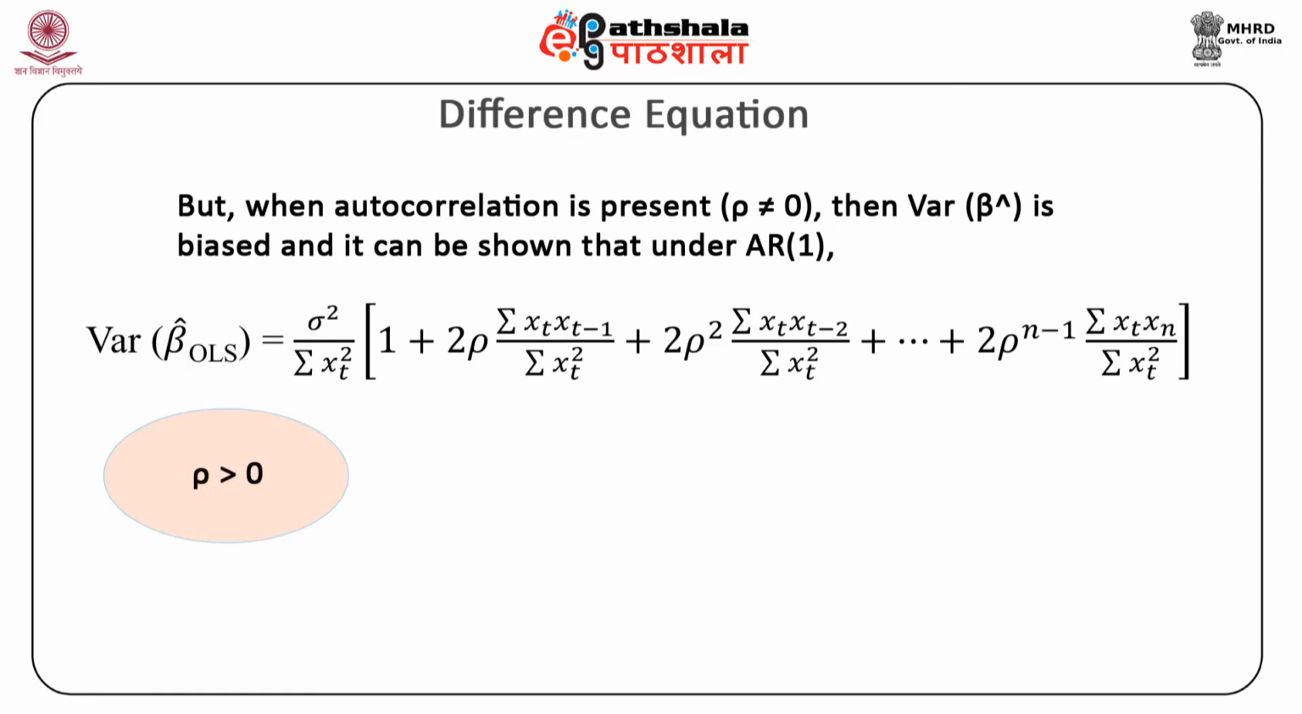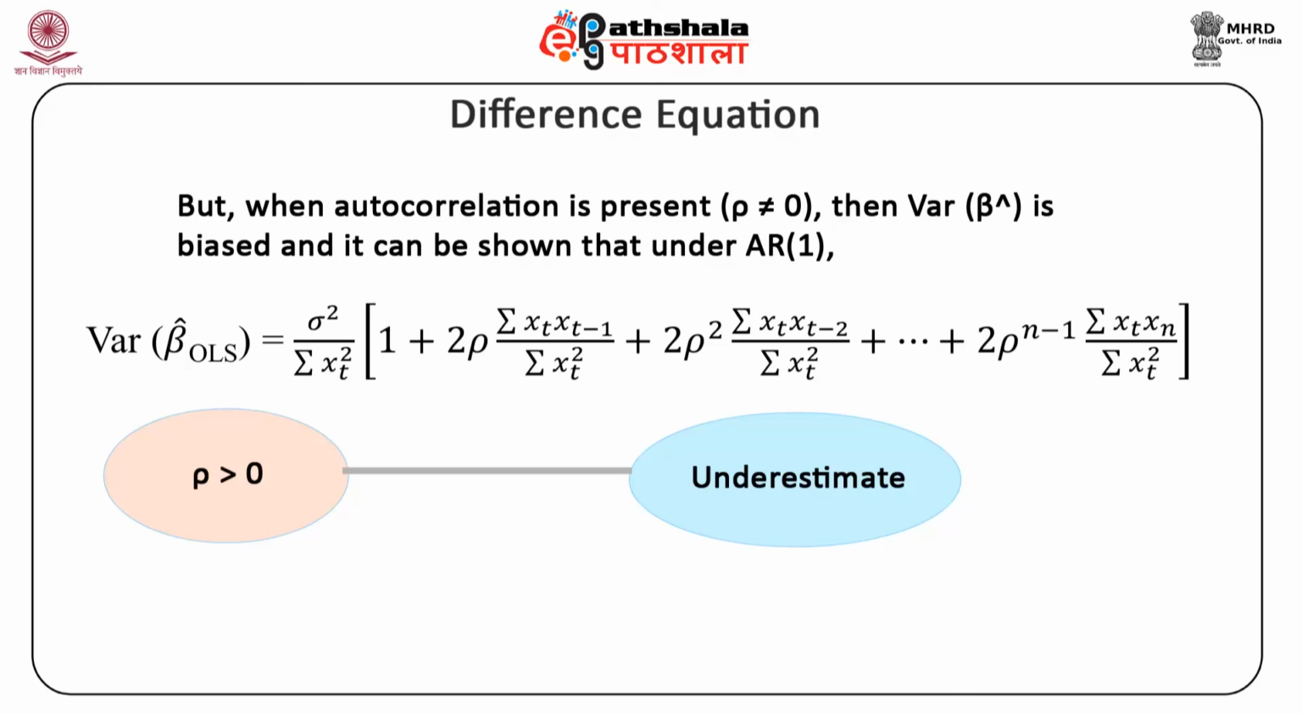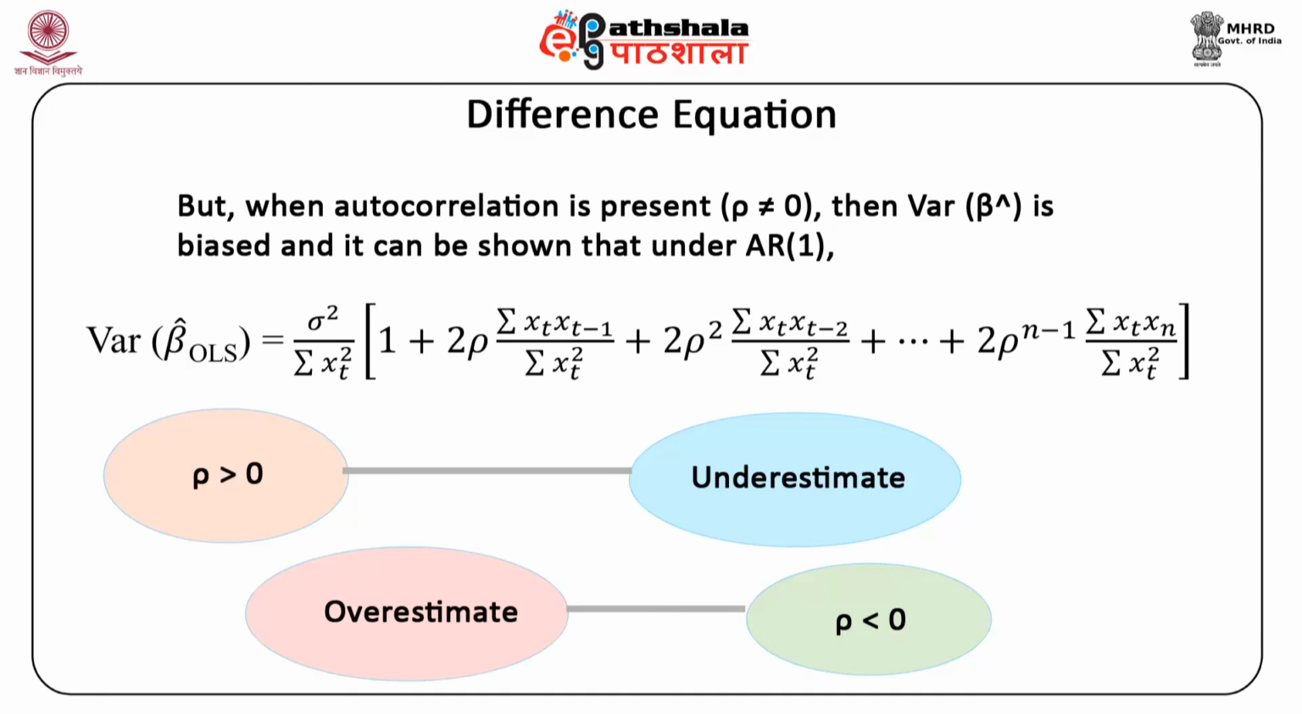So if rho is greater than 0, that is, when positive autocorrelation is present, then OLS will underestimate the true variance. If negative autocorrelation is present, then rho is less than 0, and we will find that OLS will overestimate the true variance.